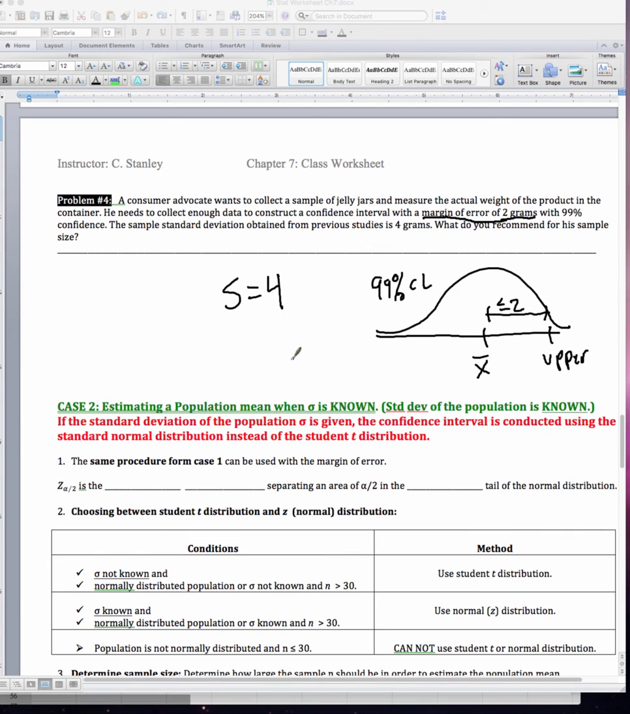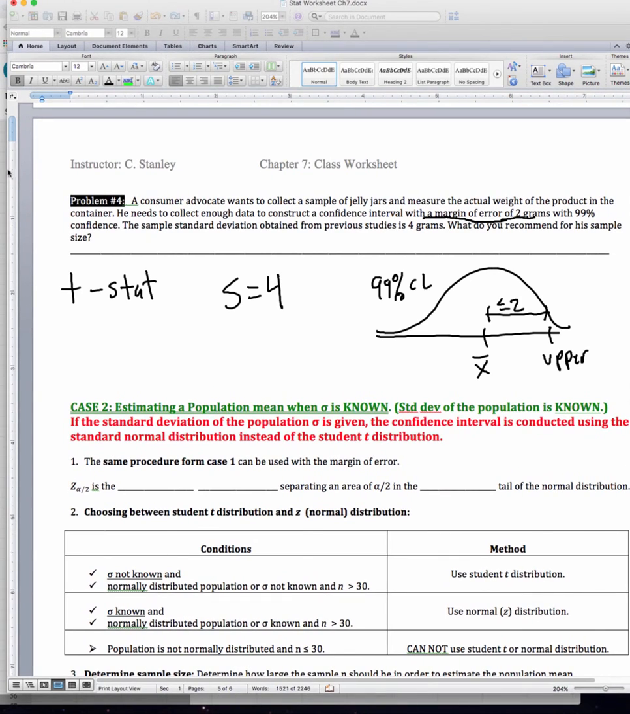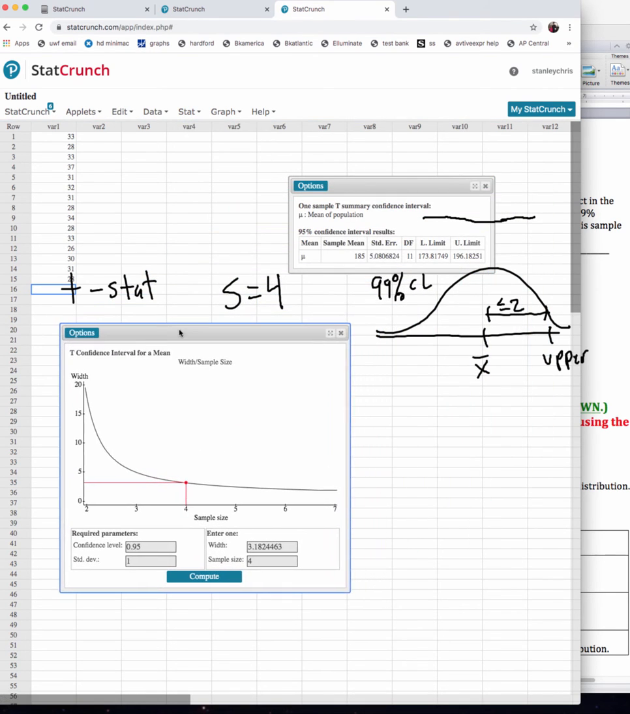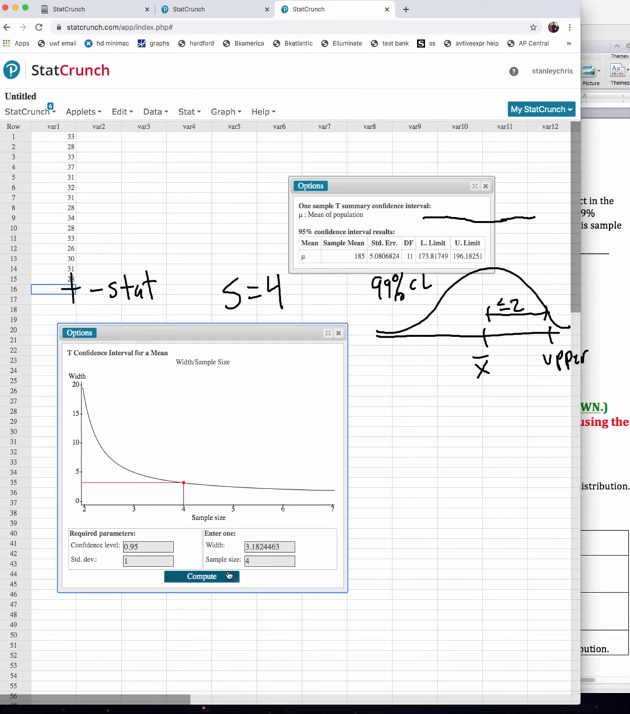So this is just the same thing as before, but we're going to go to T-stat, not Z-stat. So what we do is we go to T-stats, one sample, and we go to width. Move this out of there. So we got 4 boxes again. In this case, we want to be 99% confident. This is standard deviation, which is right here, 4. Now the width could be a little tricky.